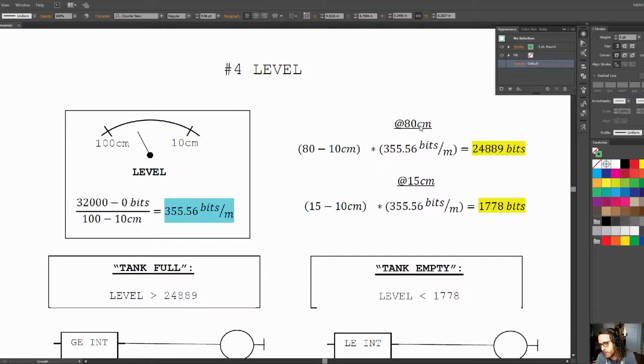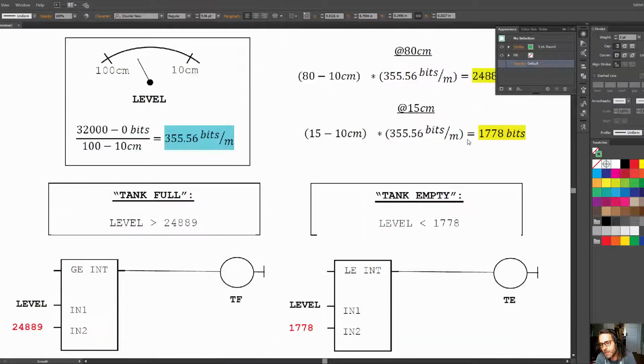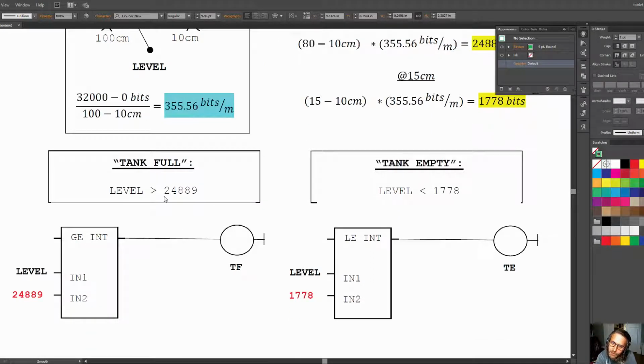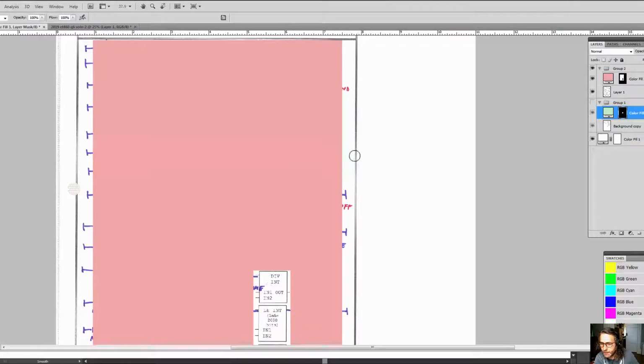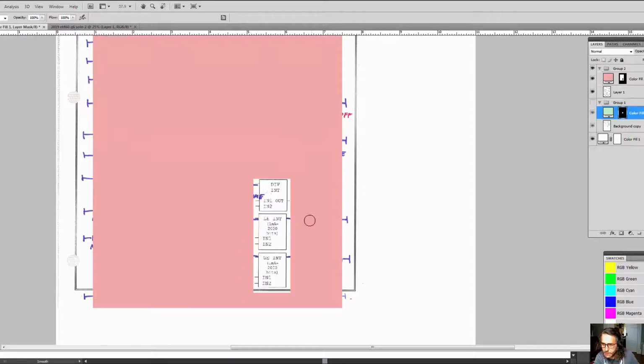This is just like the last one, where you get a certain number of bits per whatever, in this case, meters. And there's 2 set points to calculate, an 80 centimeter set point and a 15 centimeter set point. And we get a certain number of bits, and it's very straightforward. We've got a tank full signal, TF, and a tank empty signal, ones with a greater than or equal to, and ones with a less than or equal to. So since I've done that part, I like to just put that in my ladder. So I'm going to go to my ladder and reveal that part.